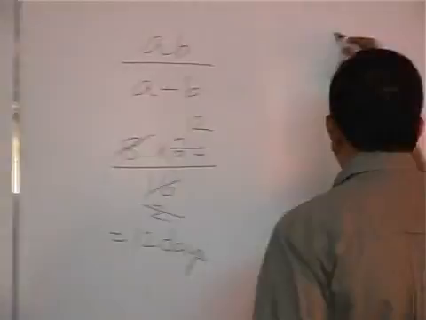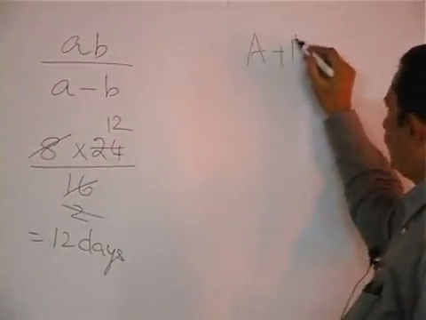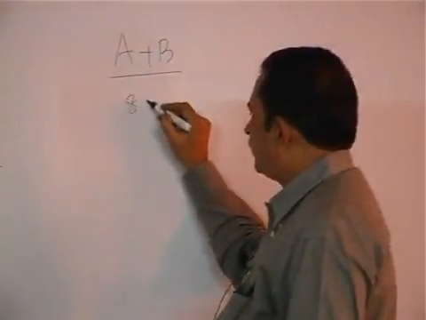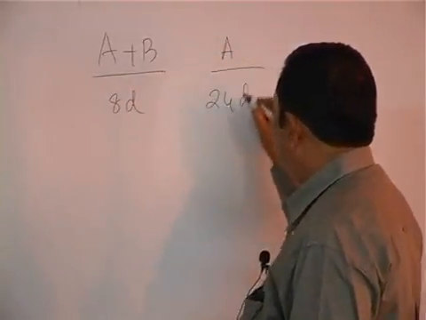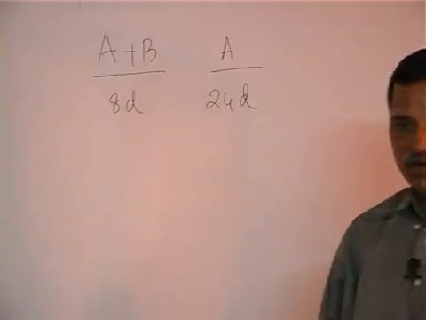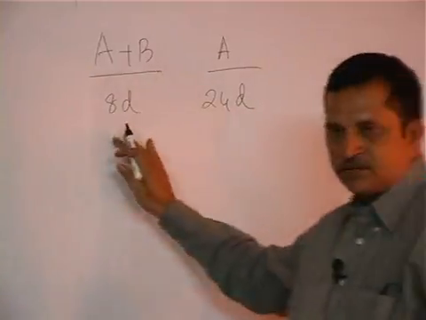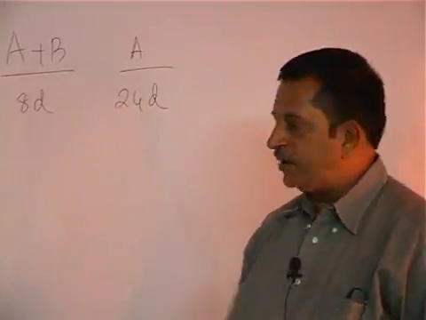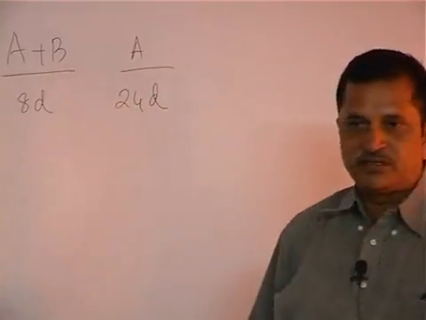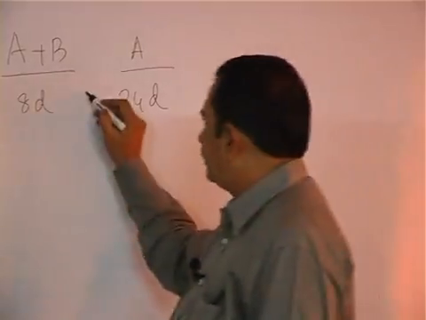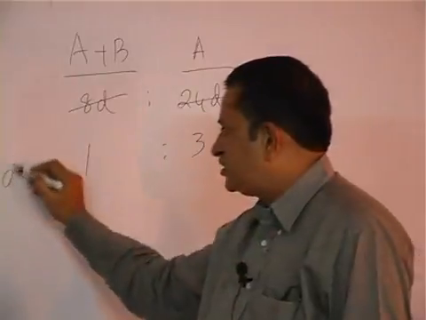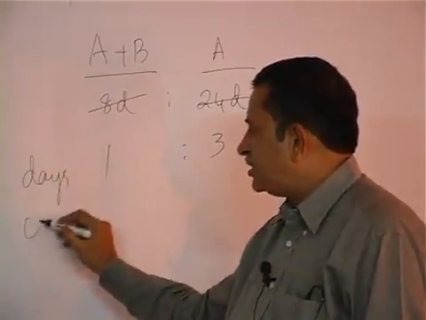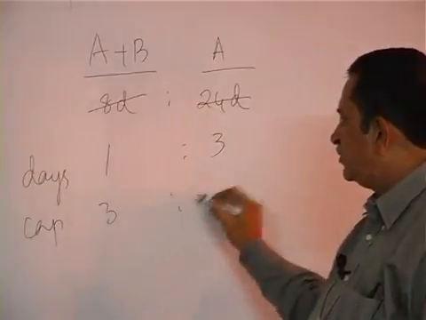Otherwise, our ratio method. A and B can do a piece of work in 8 days and A alone in 24 days. Whatever work A and B will do in 8 days, the same work will be completed by A in 24 days. When the work is constant, the number of days ratio is 1:3, so the capacities ratio will become 3:1.